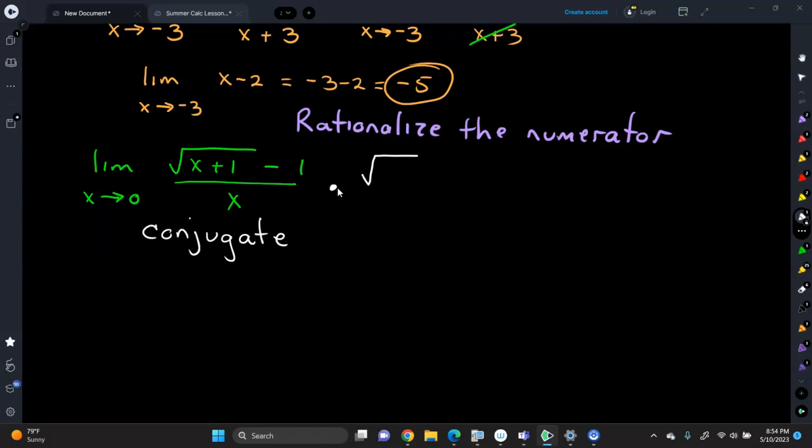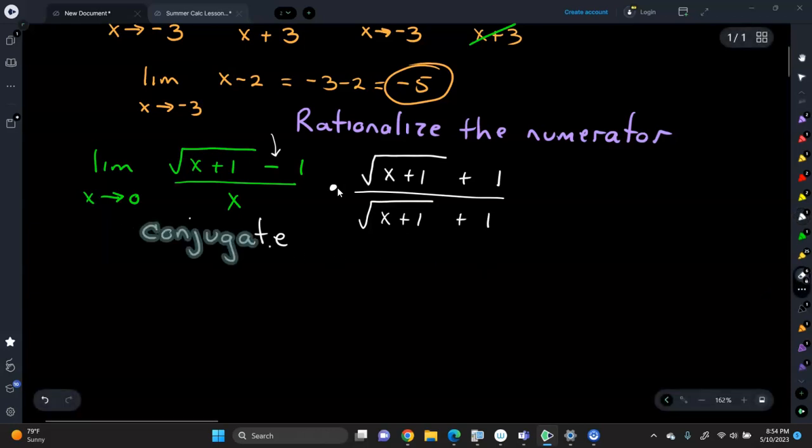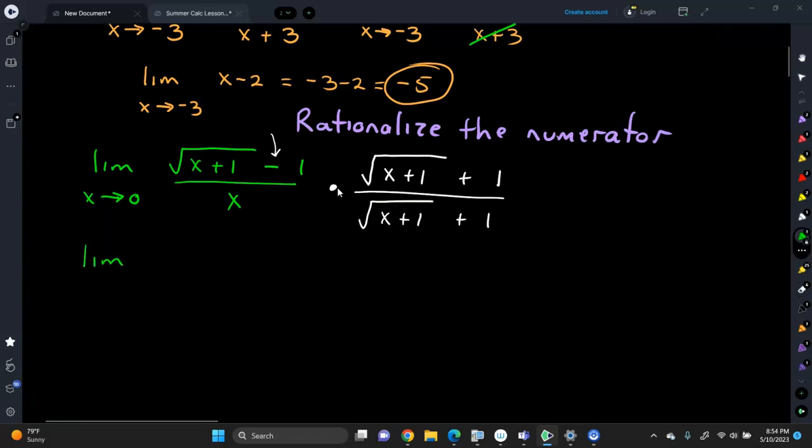We're going to take the square root of x plus 1 plus 1. Remember, we changed that sign right there. That's the conjugate. And we're going to do that on the top and the bottom. Okay, so now we've got some algebra to do here. Let's see, what's that going to give us? That gives us the limit as x approaches 0.